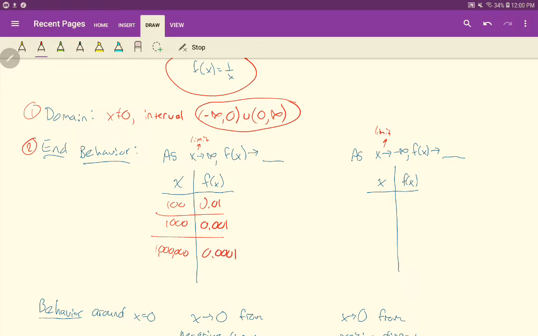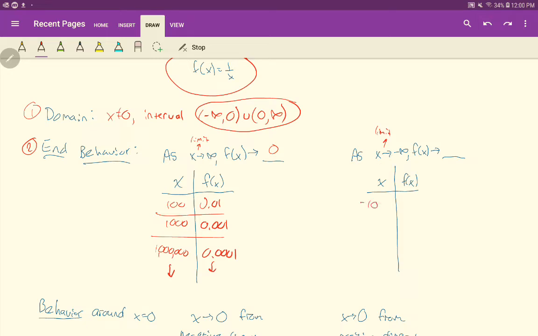Okay, so what's happening here? What's going to happen as you continue to get large? What's going to happen to this value? What number is this function value approaching here? Well, it's approaching 0. So as x approaches infinity, f of x is approaching 0. Let's see what happens as x approaches negative infinity. Maybe we'll get something different.